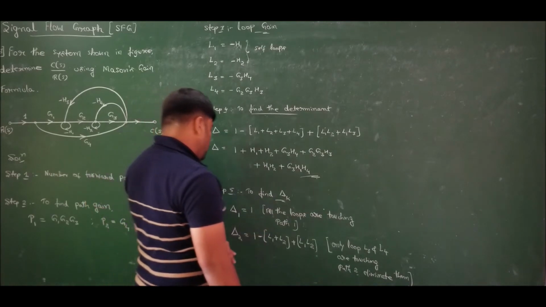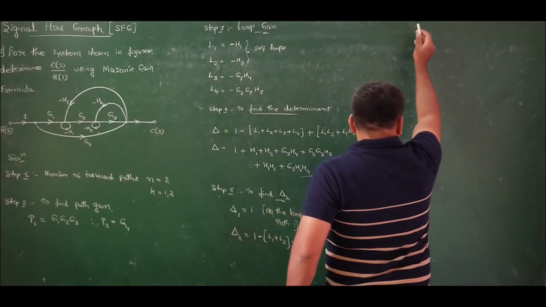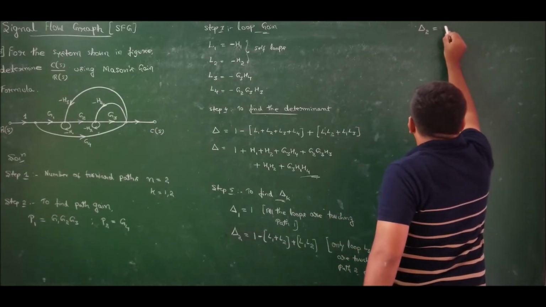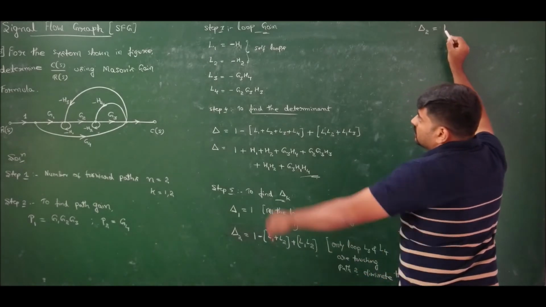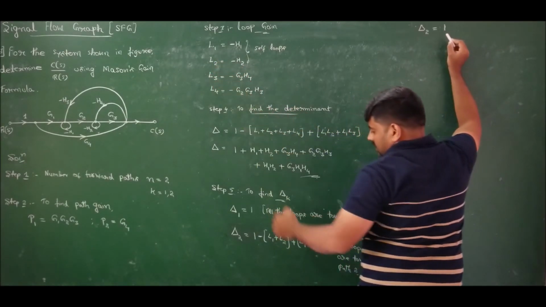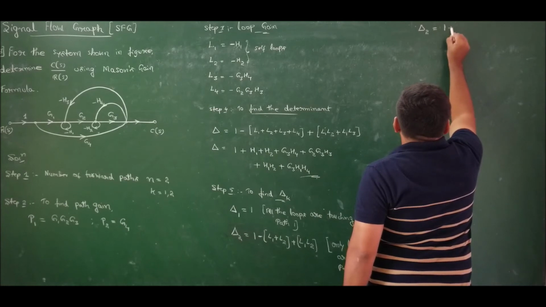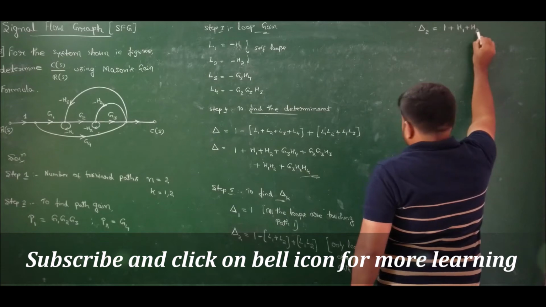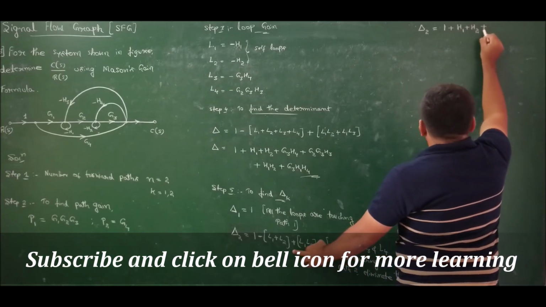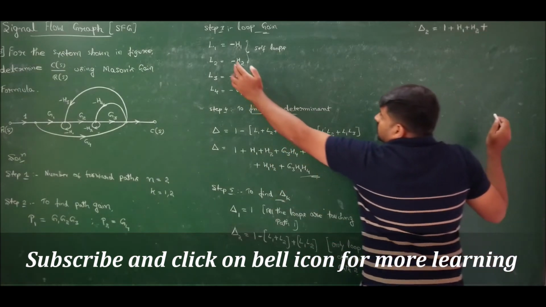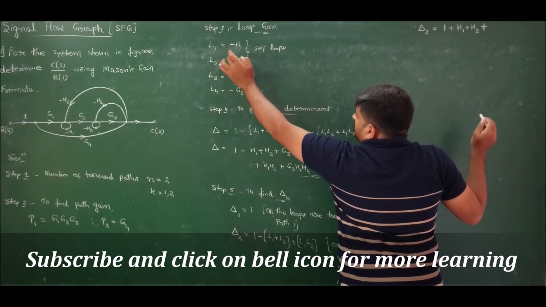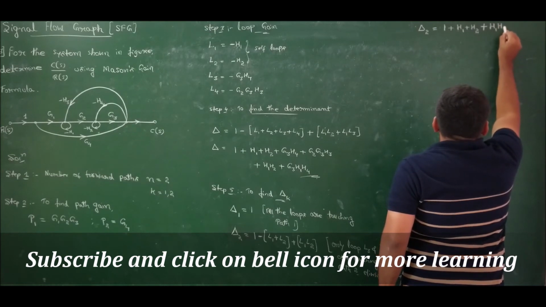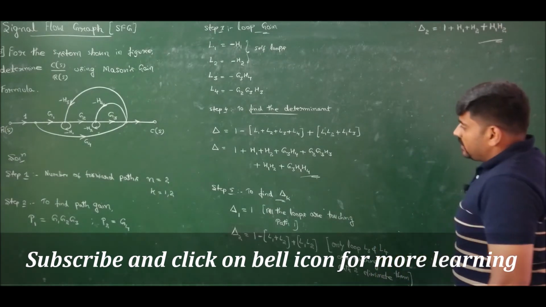So therefore, what is the value of delta 2? Hence delta 2 is equal to 1 minus L1 plus L2. Both L1 and L2 have negative signs, so I will take negative common. Minus of minus will become plus. It is 1 plus H1 plus H2 plus L1 into L2. Both L1 and L2 have minus signs, minus of minus is plus, H1 into H2. So this is the value of delta 2.